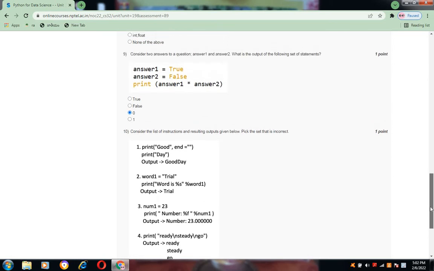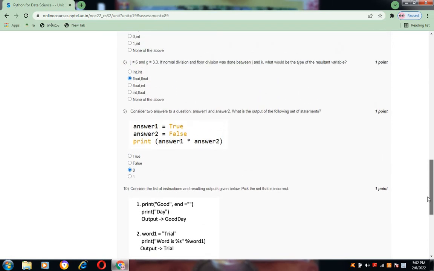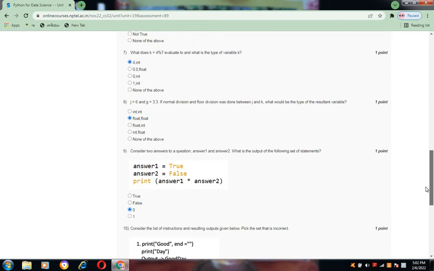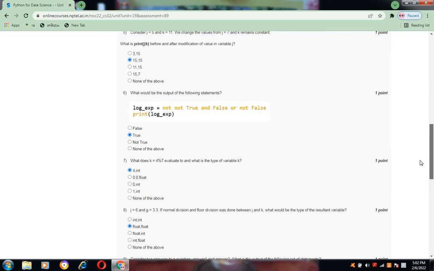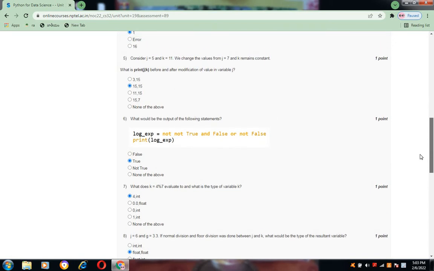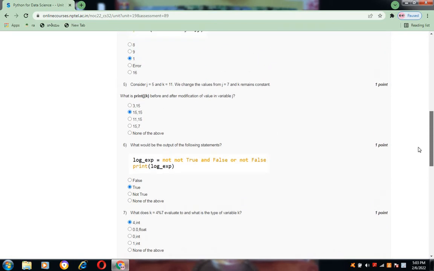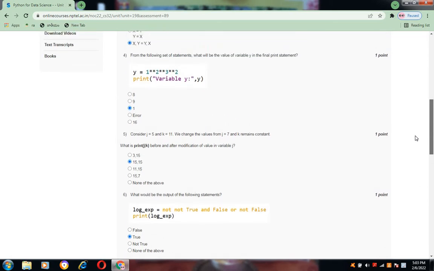For the ninth question, 0 is the answer. For the eighth question, float, float is the answer. For the seventh question, it is 4, int. And the sixth question, it is true. And the fifth question, it is 15, 15. And coming to the fourth one, it is 1.